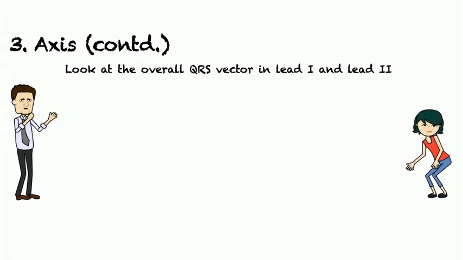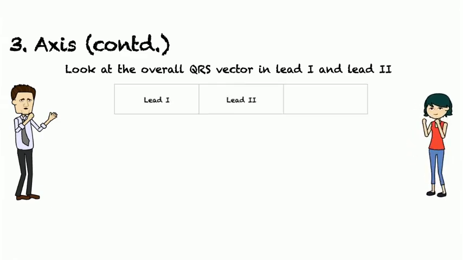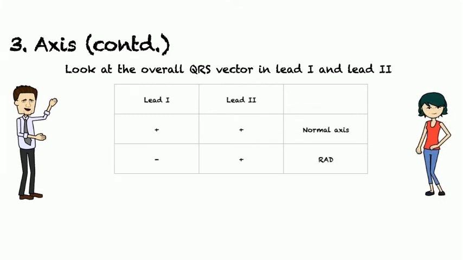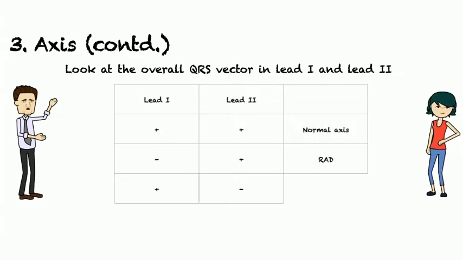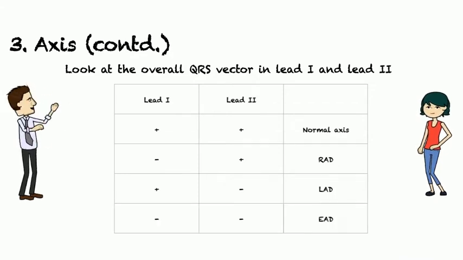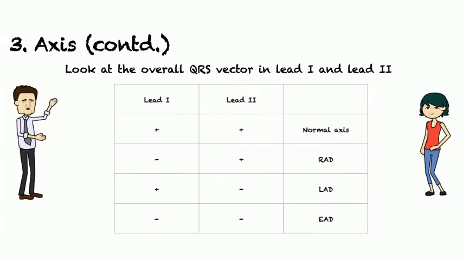Here is a shortcut. Look at the overall QRS vector just in leads 1 and 2. If it is positive in lead 1 as well as lead 2, it is normal axis. If it is negative in lead 1 but positive in lead 2, it is right axis deviation. If it is positive in lead 1 but negative in lead 2, it is left axis deviation. If it is negative in lead 1 as well as lead 2, it is extreme axis deviation.